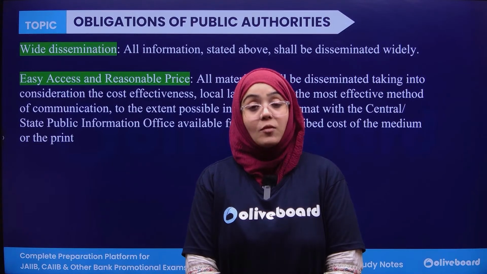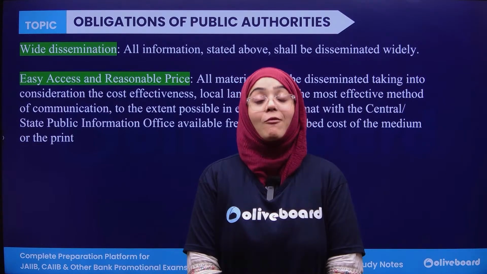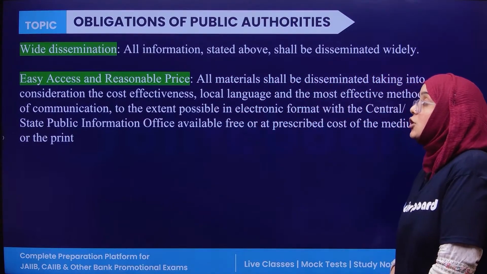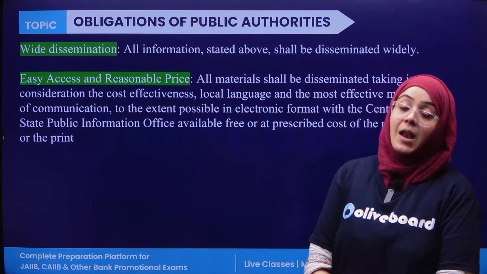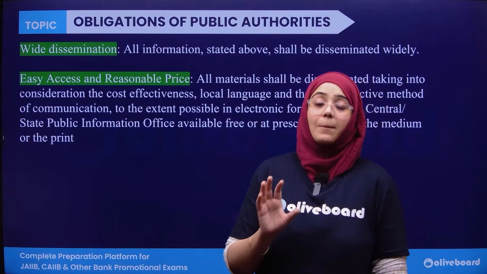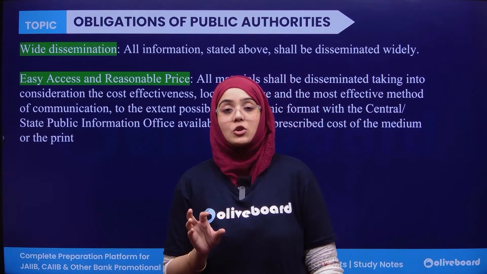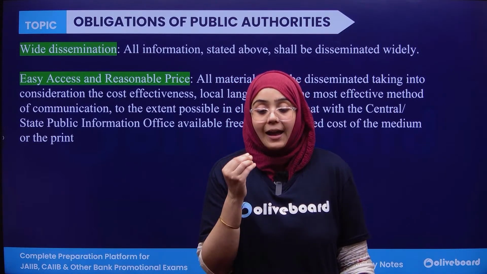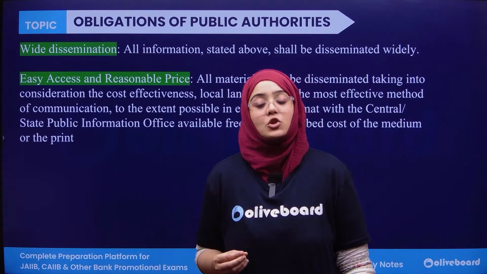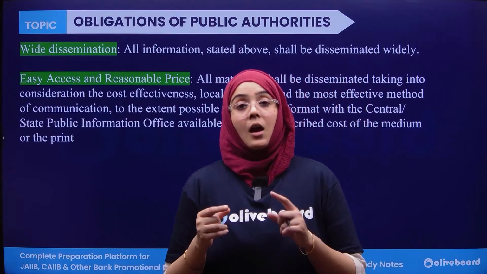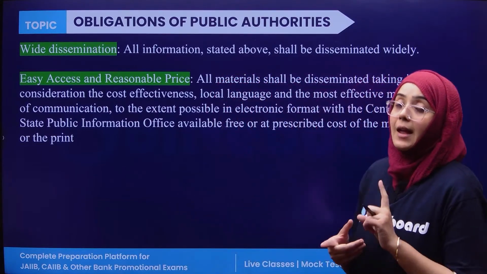So the information which you are disclosing should be widely spread among the citizens. Lastly, there should be easy access and reasonable prices. So if you are charging any price, the price which you are charging for the information should be very reasonable. Second, there should be easy access to that information. So these are the obligations of the public authorities under this act.